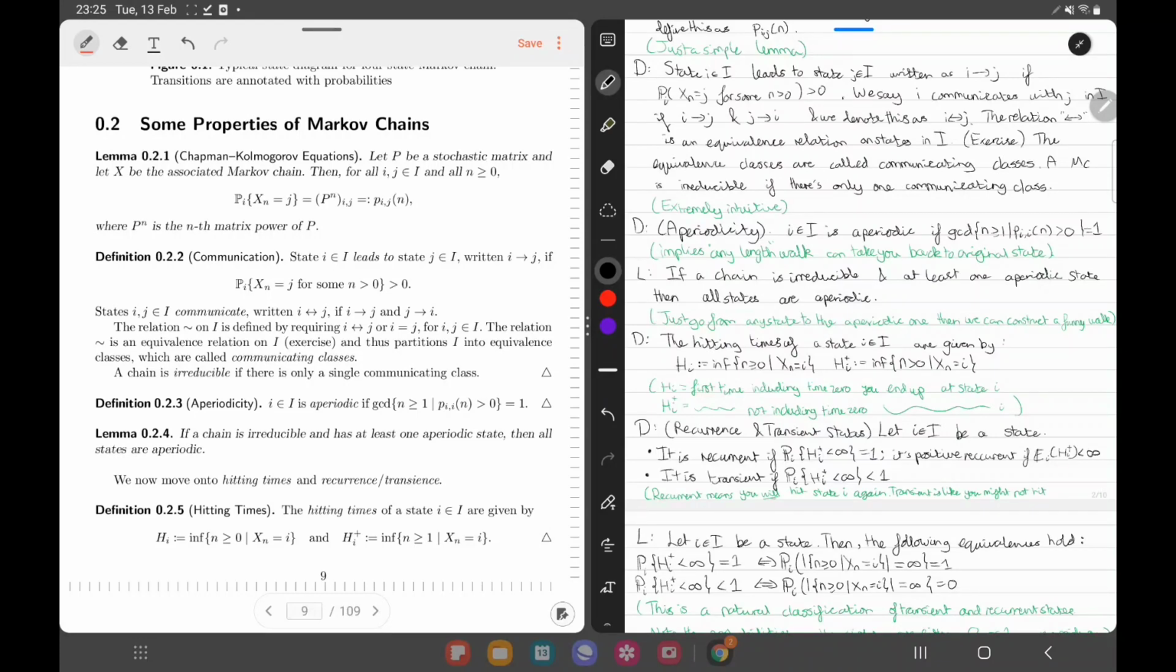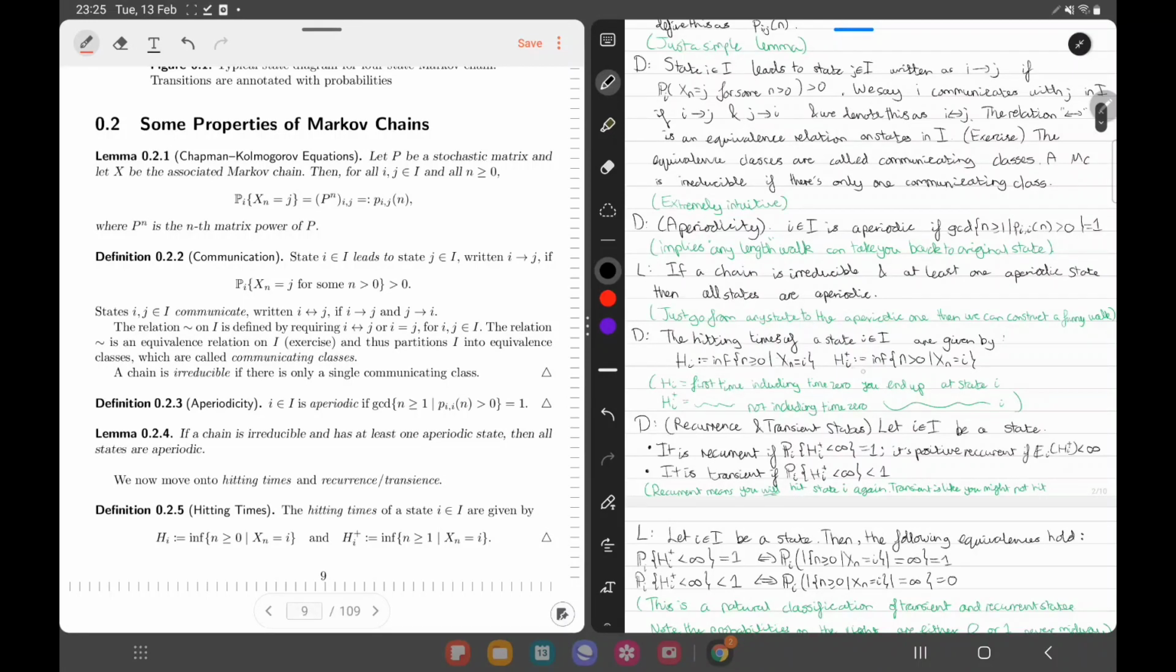And irreducibility, which means everything communicates with each other, basically means if you can just walk to the one state that messes everything up with structure in how many steps it takes to walk, it screws up your entire attempt at figuring out how many steps it takes to return to your original state. Okay, hitting times. Basically, it just means the first time it takes to return to your original state.